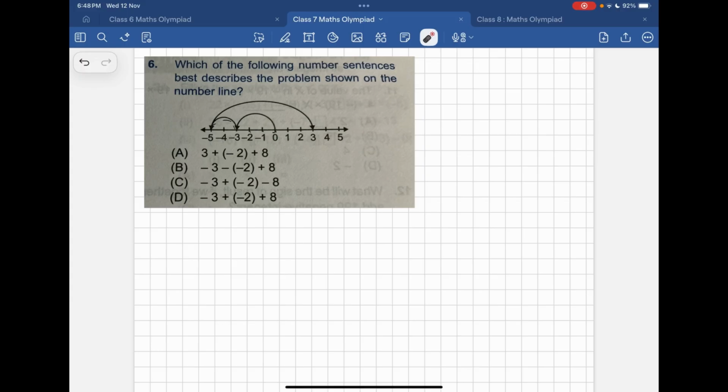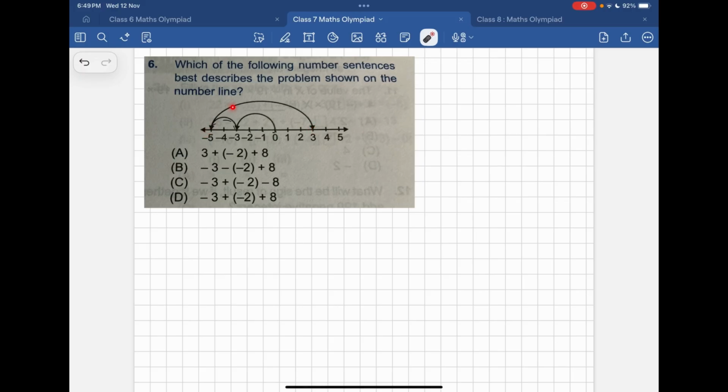When you go on a number line from right to left, you have to write a minus sign. It is negative. Again from minus 3 to minus 5. So how many steps? This is 1 step and this is 2 steps. So minus 2 again. So you have gone 3 steps to the left, again 2 steps to the left. Then you are going how many steps towards the right? You are going 1, 2, 3, 4, 5, 6, 7, 8.